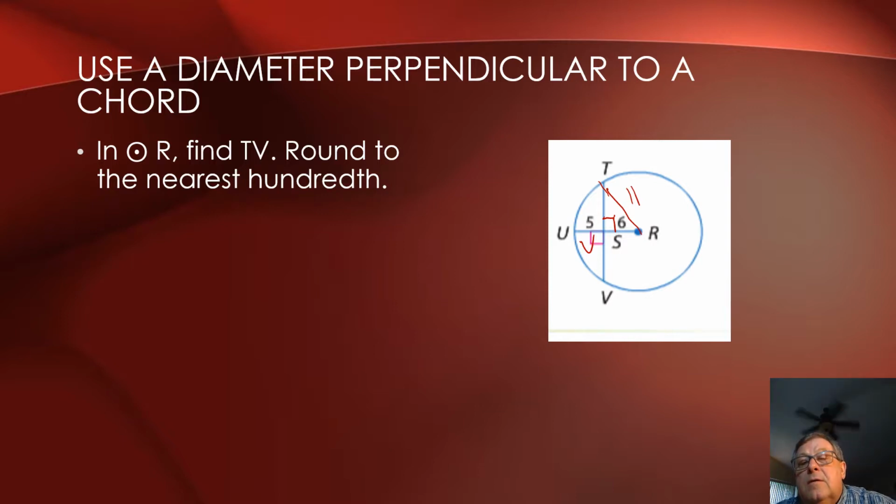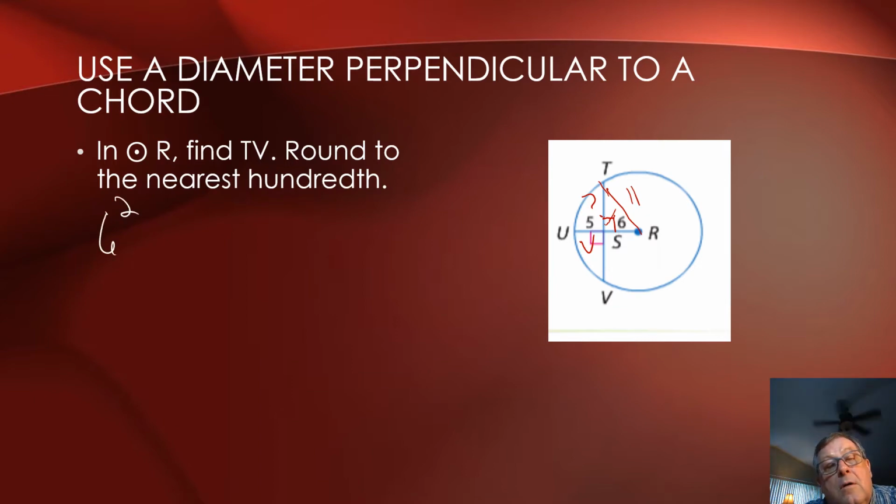If I can find the length of TS, twice that amount is going to be the measure of TV. Directly across from the right angle is the hypotenuse, and that's got to be 11 because the radius is 11, and I know one of the legs is 6. I can use the Pythagorean theorem to find TS, and then twice that is TV. A squared plus b squared equals c squared, where c is the hypotenuse, and the hypotenuse is 11.